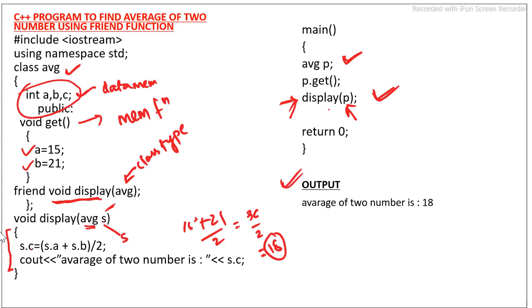Here are one or two things we need to remember. First, the friend function declaration is inside the class. It will take a class type or object type argument. The function definition will not contain the friend keyword, and it will not use the scope resolution operator, and it will also contain the class type as an argument. So these are some important points and a simple explanation regarding the friend function.